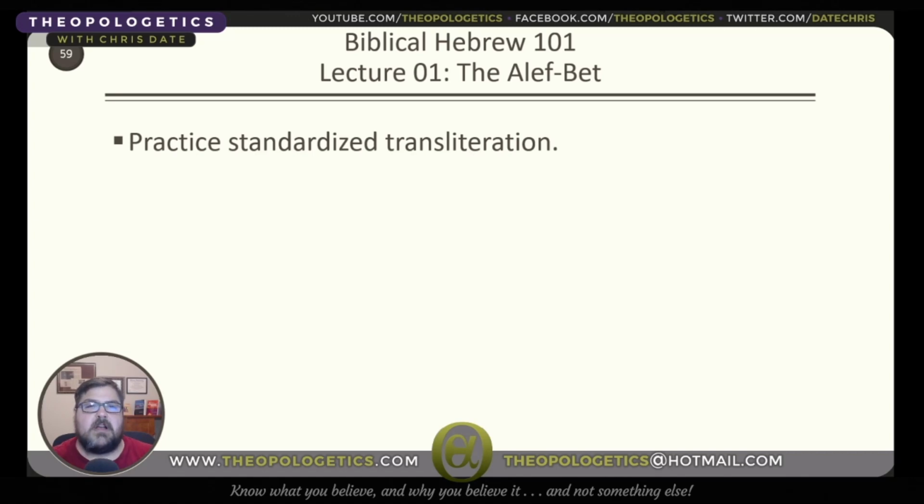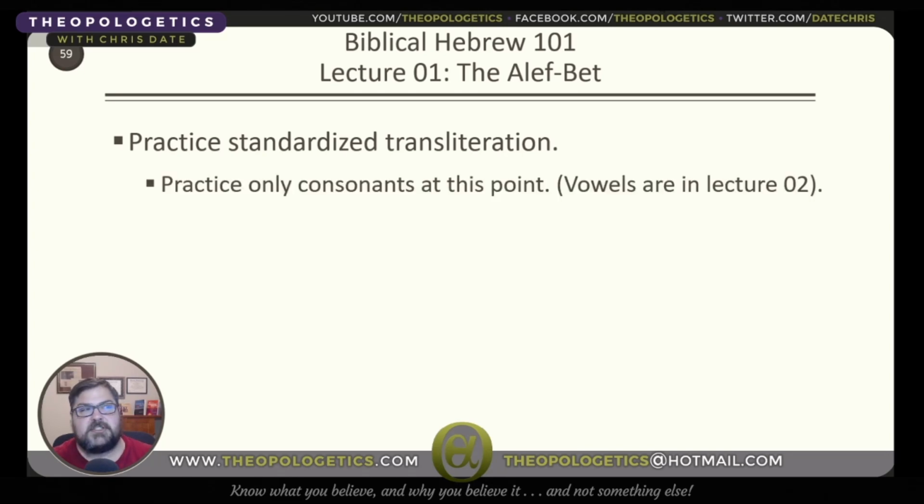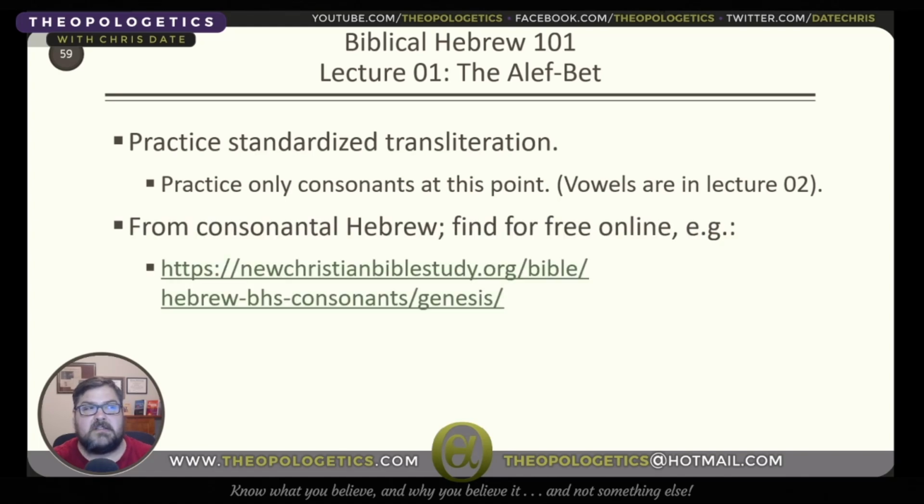Lastly, in order to memorize how to transliterate Hebrew and how to mentally map transliterated Hebrew back into original Hebrew, practice this standardized transliteration. The flashcards will help you if you either use mine or make your own and include the transliteration on the card. But I would recommend actually practicing transliteration, and only consonants at this point, of course. After lecture 2, you'll be able to practice using vowels, but for the time being, you'll only be transliterating consonants.